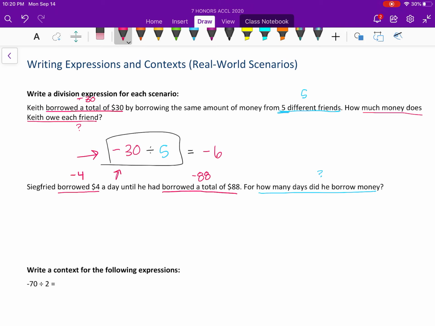Okay, so for this one, I would probably write that he had a total of negative $88, or he had borrowed a total of 88, and he divided that by $4 a day. So this is our expression. You could easily figure out that he borrowed money for 22 days. Okay, but again, we just want to focus on the expression.